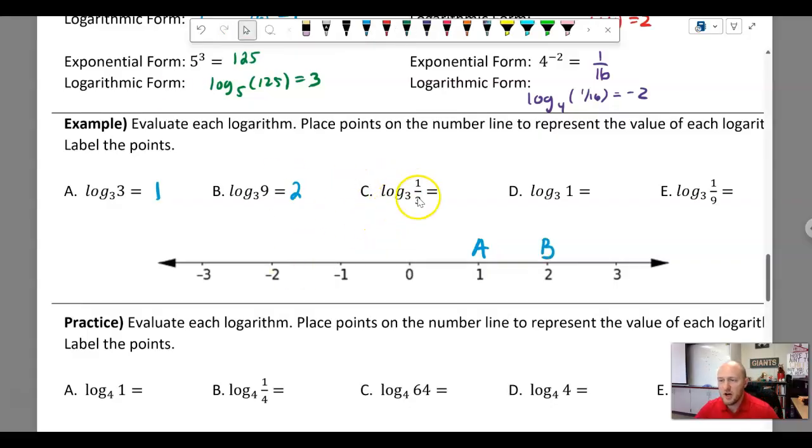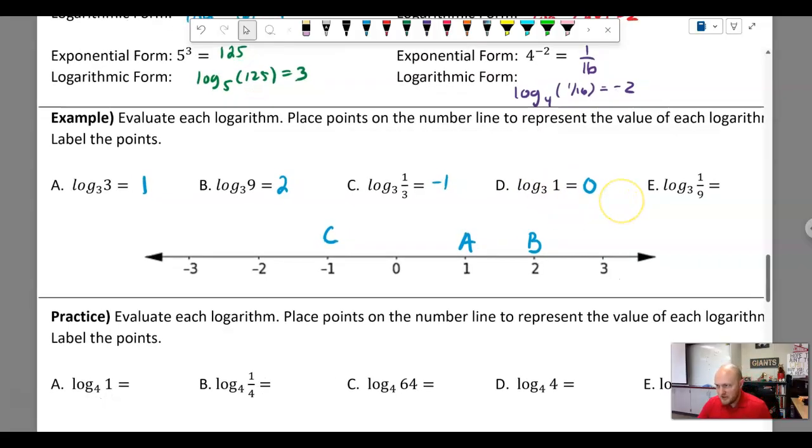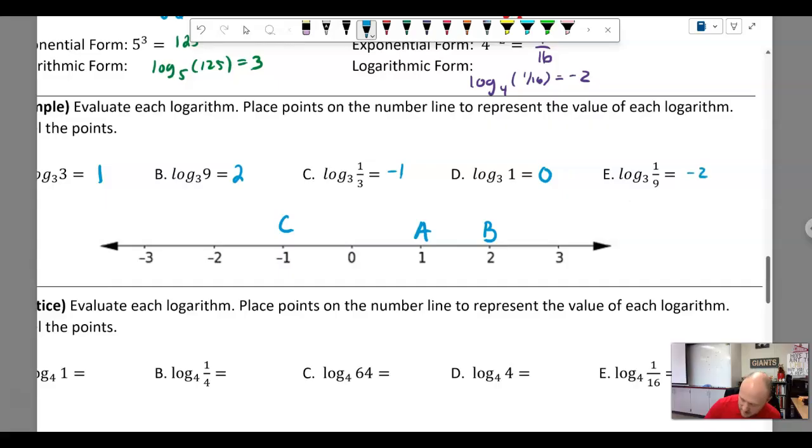Log base 3 of 1/3, well, that's 3 to the negative first, so that's going to be -1, so here's C. D, log base 3 of 1, man, 3 to what power gives me 1? 0. And you're like, hey, that's true for anything. Anything to the power of 0 gives me 1. Well, this is what we call an identity. So log base B of 1, whatever that base is, is going to give you 0. And then E, log base 3 of 1/9 is -2. So -2 is E, and that was D.